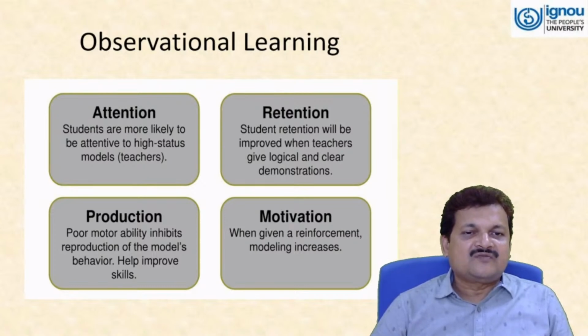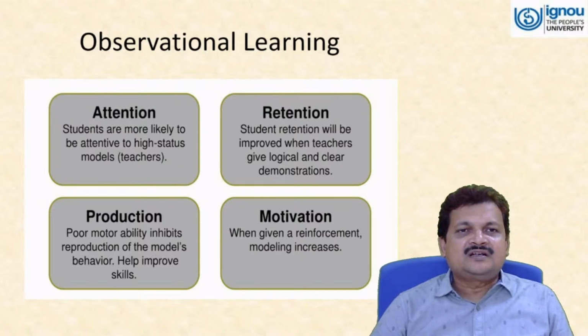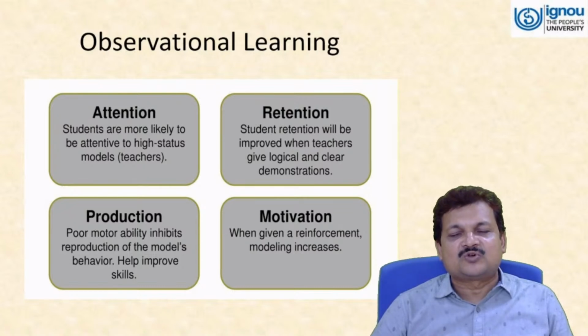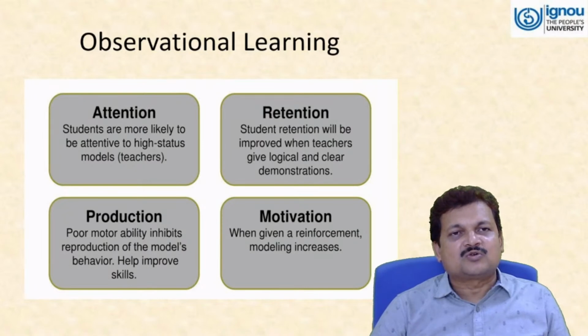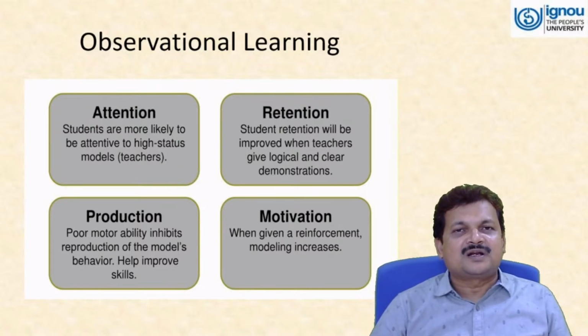Production. Poor motor ability inhibits production of the model's behavior; help improve skills. So when we are observing, some skills are also involved. Let us say you want to see how people do their work; you can observe it through YouTube. So observation is not always physical. Sometimes observations are online, and you can observe and do all these things. So production means, in the production unit, how people produce a particular kind of skill set.